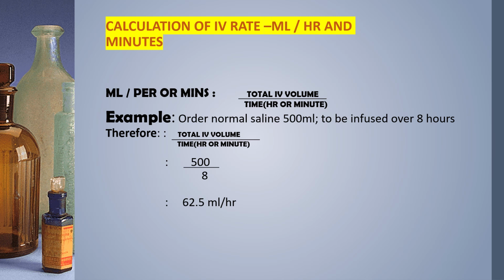Calculation of the IV rate, that is ml per hour and minutes. Whenever this comes to you, it comes with IV preparations. For example, you have 500 ml and you have been told to run it over 8 hours. How will you calculate? It's very simple. Total IV volume 500 divided by the time in hours; if you want to make it minutes, into 60. So it will be 500 divided by 8, 62.5 ml per hour you will run.